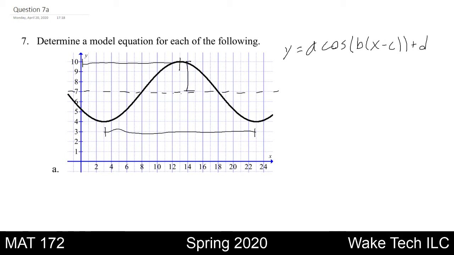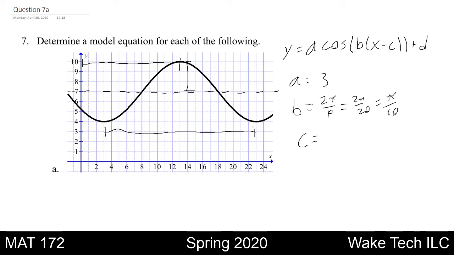Alright, here we can tell that the amplitude, going from 7 to 10, A, is equal to 3. B has a special relationship to the period: 2 pi over P, the period, is our number. Notice that our period goes from 3 all the way to 23, so our period is 20. 2 pi over 20, which is the same thing as pi over 10.